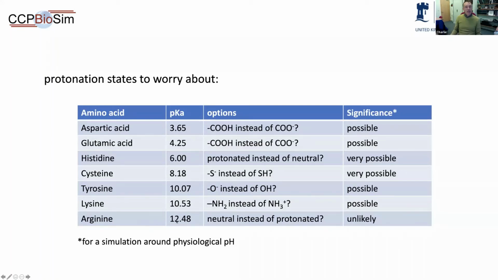Arginine, the most basic one with a pKa of 12, the chance that that has a pKa shift that basically means that it should be modeled as neutral instead of protonated, very unlikely. But what we have are a number of side chains whose pKa's can shift, and therefore which may need to be modeled in a different state from the one that you would classically do it. Some very possibly, some possibly. What are we going to do about that?